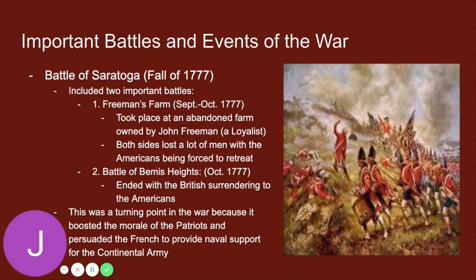The Battle of Saratoga, fall of 1777. This included two important battles. The first was Freeman's Farm, which took place at an abandoned farm owned by John Freeman, who was a loyalist. Both sides lost a lot of men when the Americans were forced to retreat. The second battle was the Battle of Bemis Heights. This was in October of 1777, and it ended with the British surrendering to the Americans. This was a turning point for the war because it boosted the morale of the Patriots and persuaded the French to provide naval support for the Continental Army.